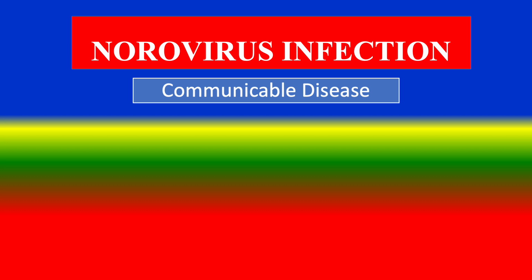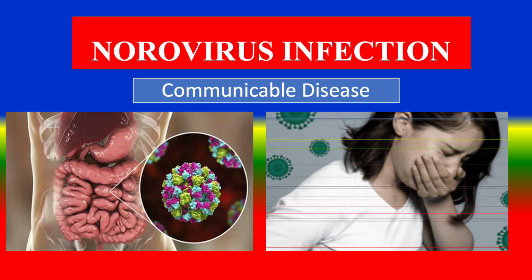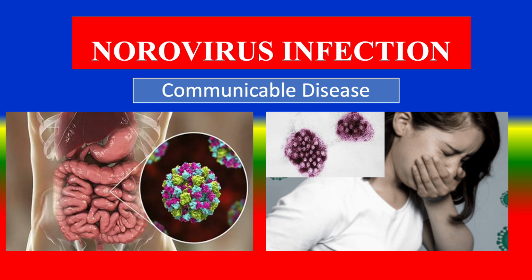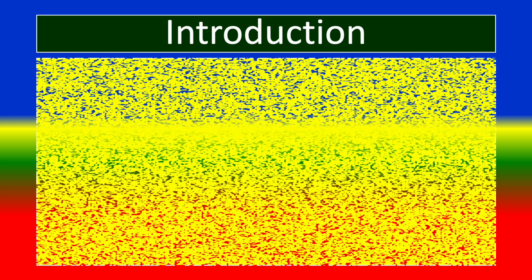Norovirus infection is a communicable disease. Look at this picture, which shows the virus in the intestine, and symptoms such as stomach pain. Look at the details of what is going on. Introduction.